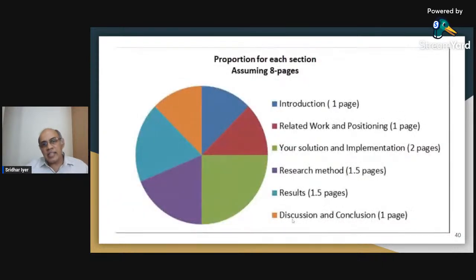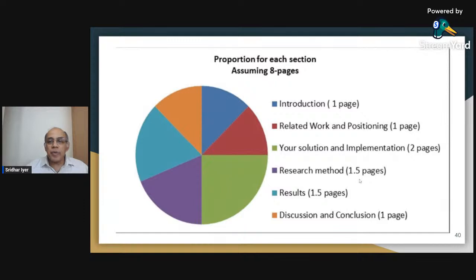And let's say you do go for the full paper, the 8-page paper. This is an approximate suggestion of how the pages should be distributed, right? So 1 page for the introduction, 1 page for the related work and positioning, 2 pages for your solution and your implementation. Okay, that's the design and what you did and so on.